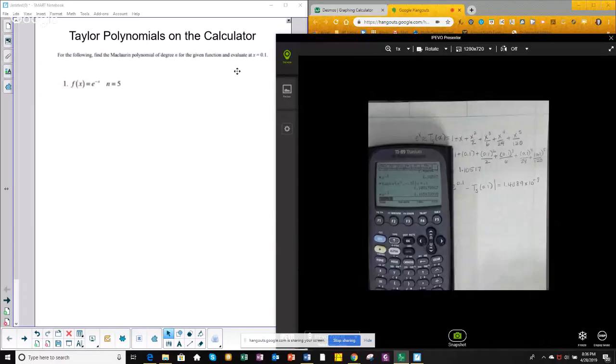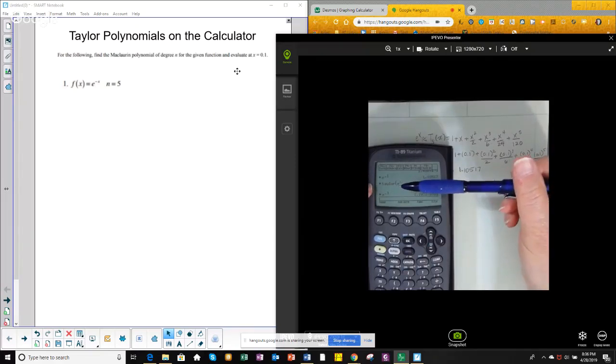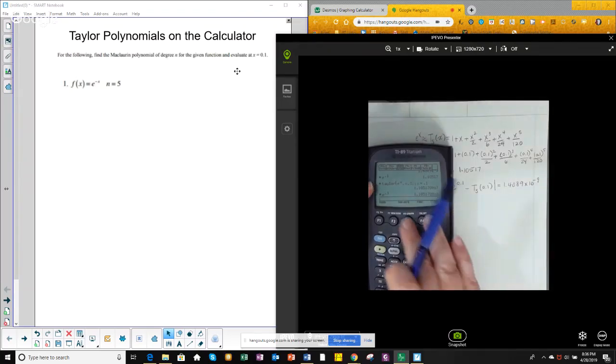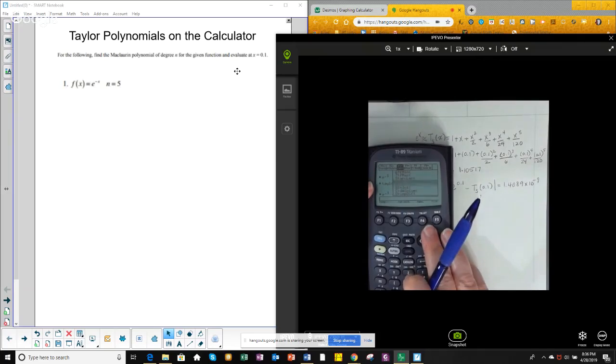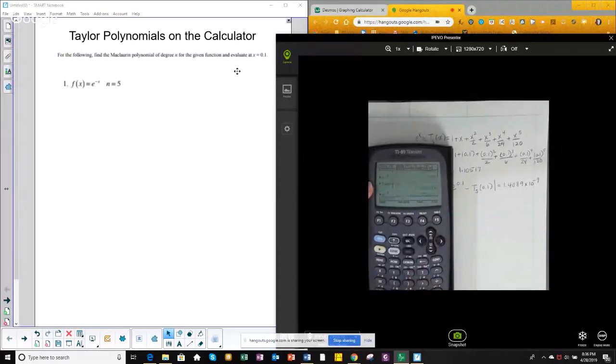So anyway, let's review really quickly how we input our calculator to have our calculator create a Taylor polynomial for us. You go to the F3 menu, and then you scroll up to number 9, and then you put your function, which is e to the x, comma x. You got to tell it what the variable is and what degree you want. We wanted 5, and I'm going to close it.